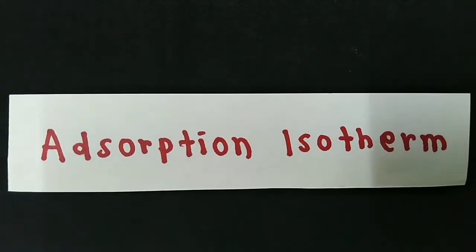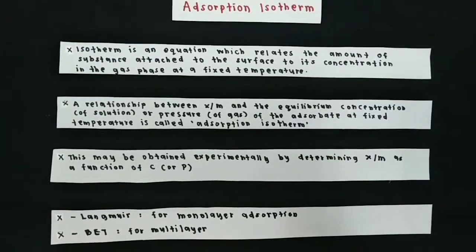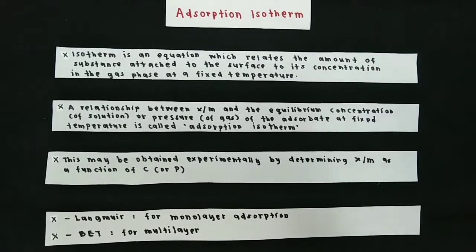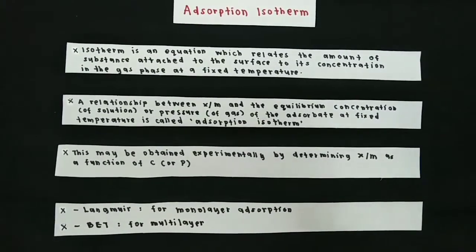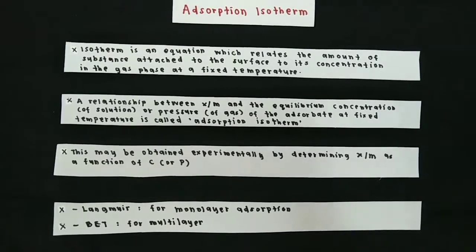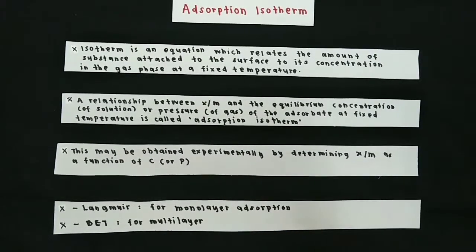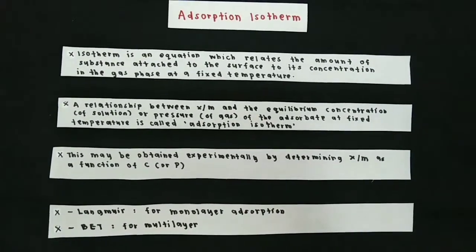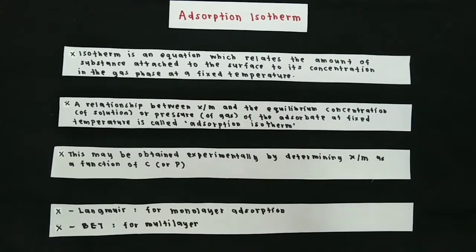Adsorption isotherm. Isotherm is an equation which relates the amount of substance attached to the surface to its concentration in the gas phase at a fixed temperature. A relationship between X over M and the equilibrium concentration of solution or pressure of gas of the adsorbate at fixed temperature is called adsorption isotherm. This may be obtained experimentally by determining X over M as a function of C or P. Langmuir for monolayer adsorption and BET for multilayer adsorption.